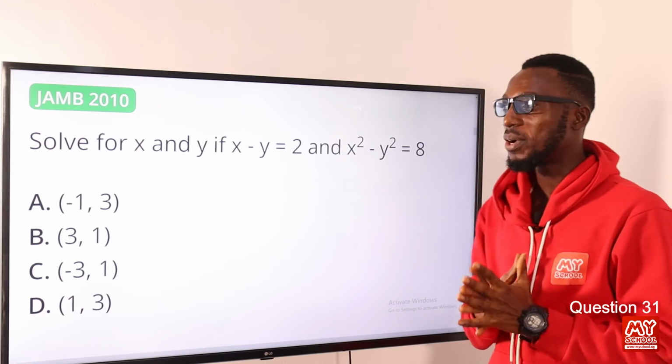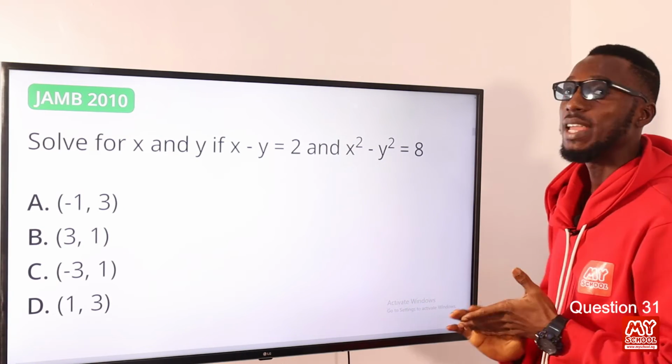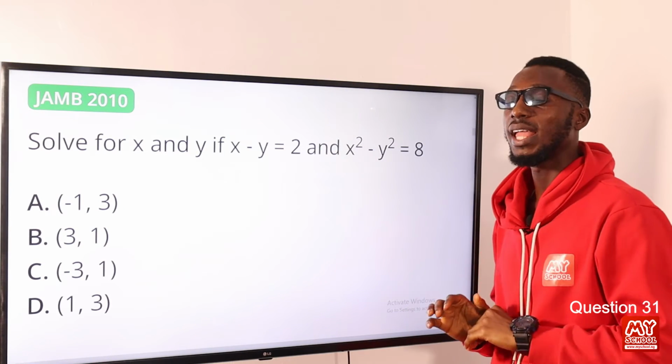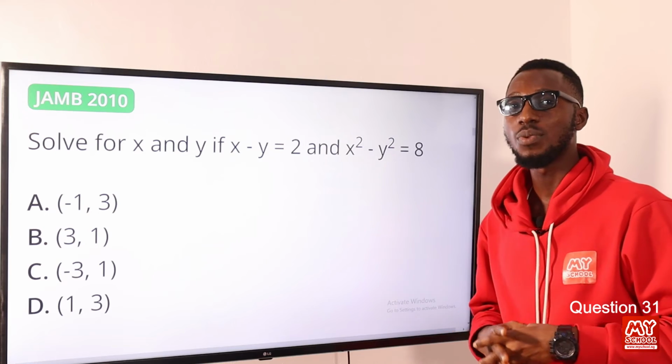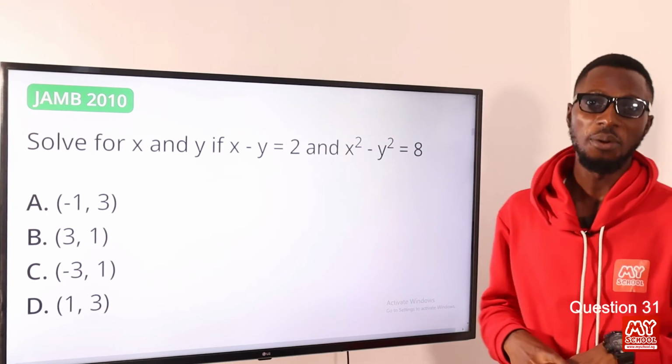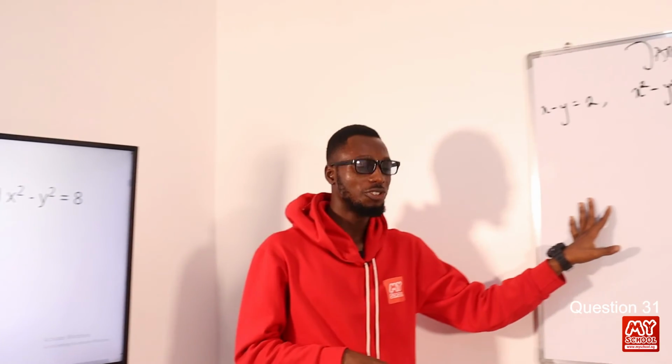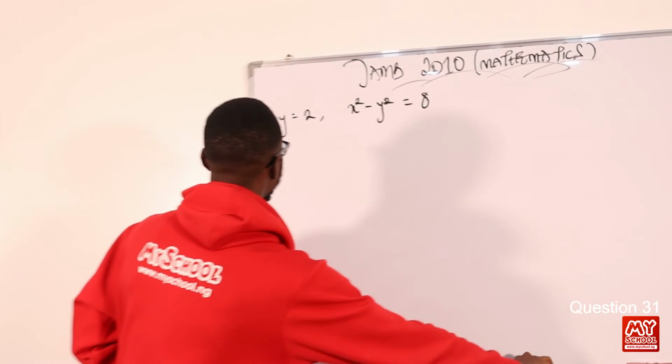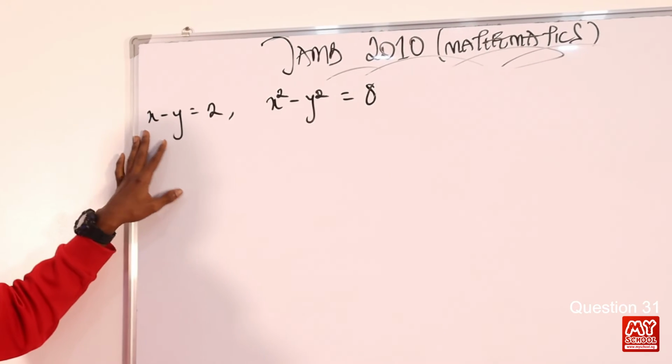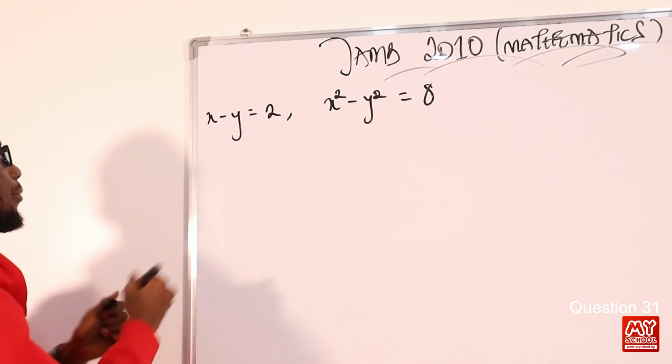Question 31. Solve for x and y if x minus y equals 2 and x squared minus y squared equals 8. All right, so we have the question here. So I can just decide to equate my x as 2 plus y.